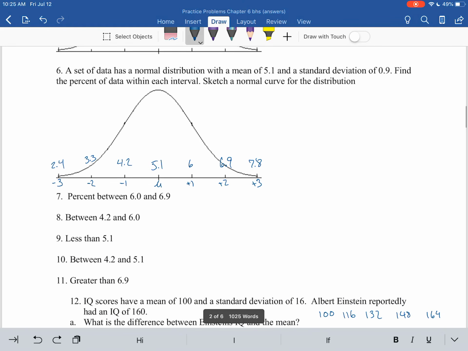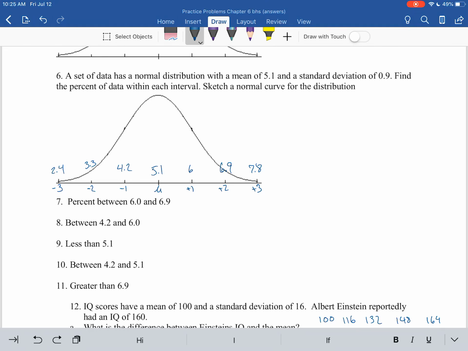What I did was I have number 6 set up here, which is a normal distribution with a mean of 5.1 and a standard deviation of 0.9. Find the percentiles of data within each interval, and then you can sketch the normal curve for the distribution. So I have the curve already done, where you have your standard deviations plus and minus and the values at each standard deviation.